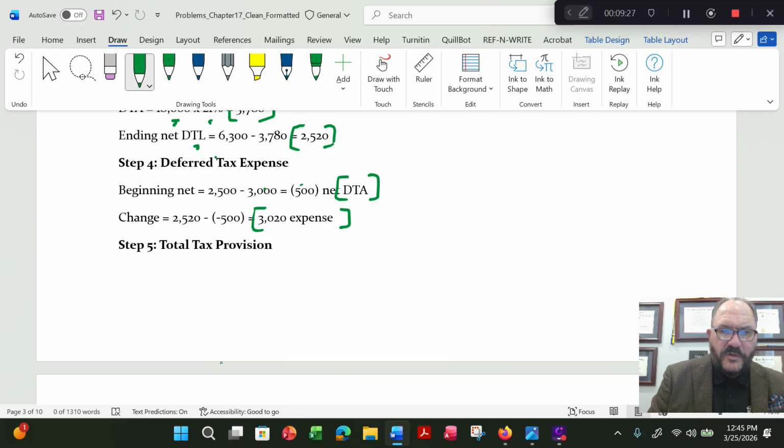This one could be a little confusing here. So 2,500 minus the 3,000 comes to a negative 500. And you always subtract this item right here. So 2,500 minus that gives us this expense.